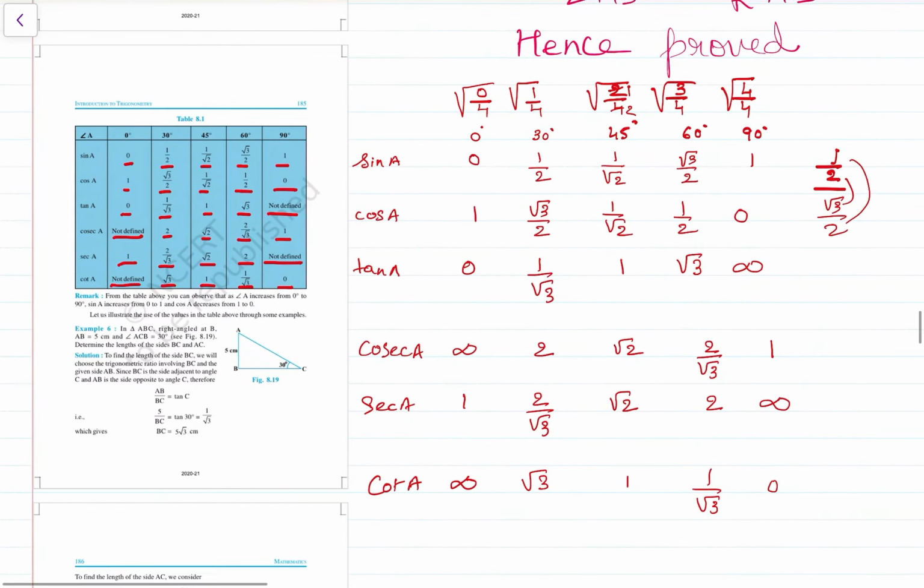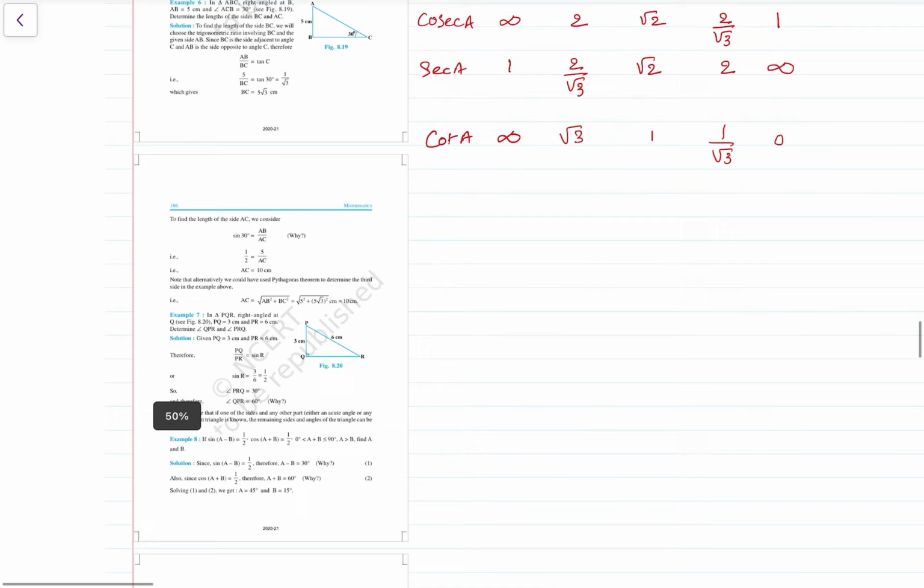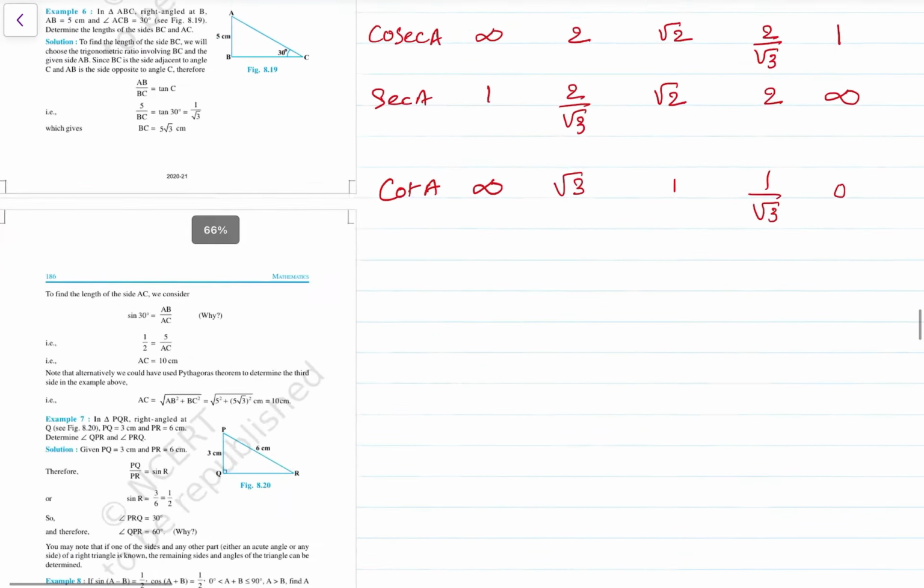Isn't that easy? So this way you can remember and make your own table without even mugging it up. Now let us go through a few illustrations based on this concept.